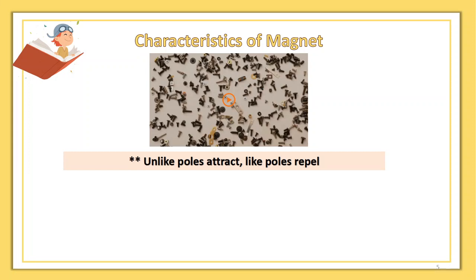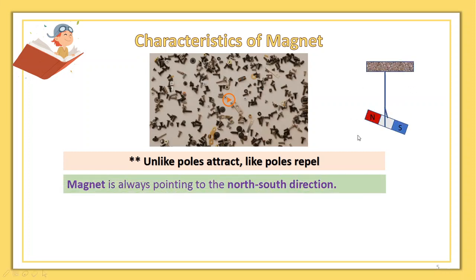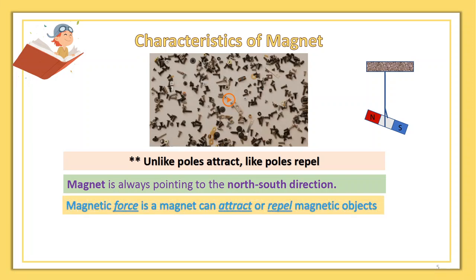If you place a permanent monad, or we call monad, in the air, we can see that this monad is always pointing to the north-south direction. So, what is magnetic force? Magnetic force is the monad can attract or repel magnetic materials or objects.